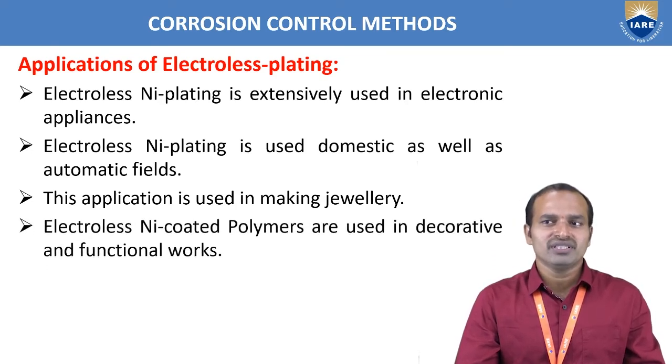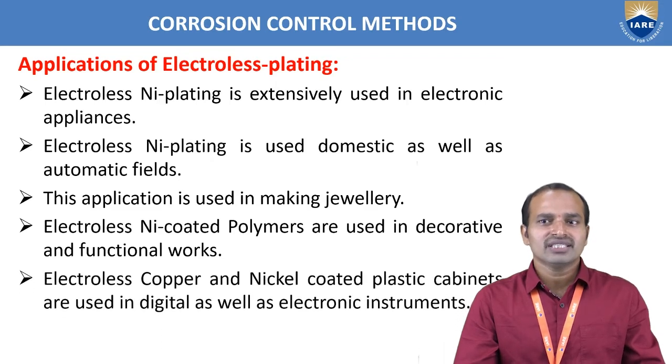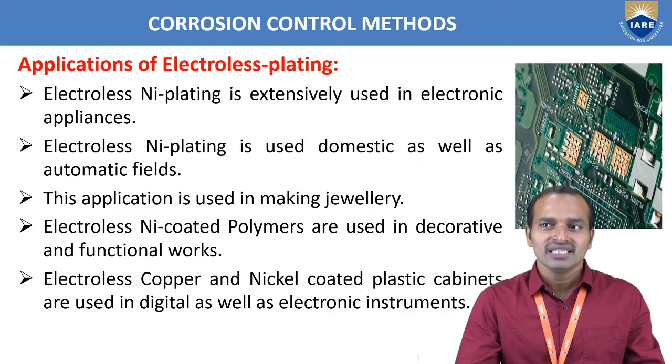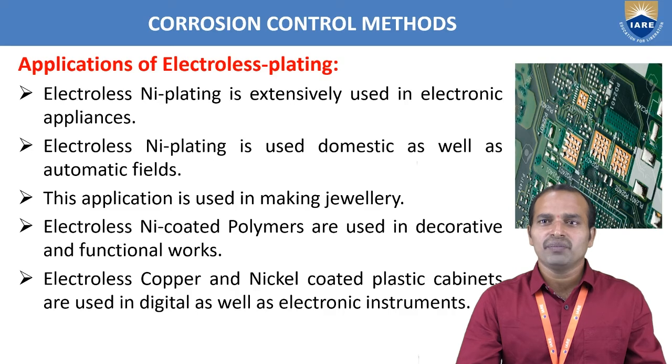Electroless nickel coated polymers are used in decorative and functional works. Electroless copper and nickel coated plastic cabinets are used in digital as well as electronic instruments. Like you see, this is a circuit board. In the circuit board, we are giving the nickel coating or copper coating. So these are all the applications of electroless plating.